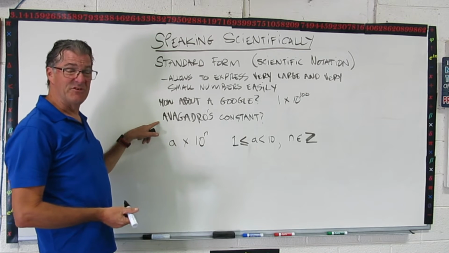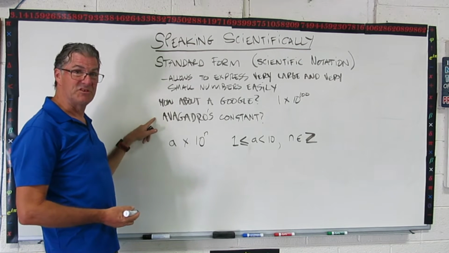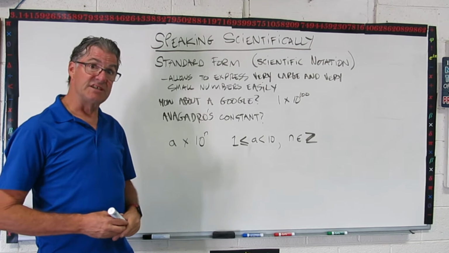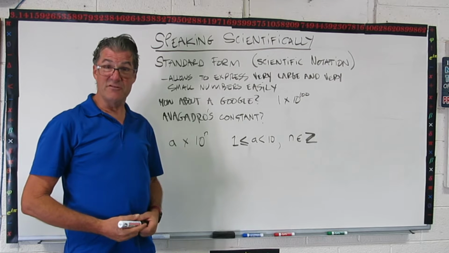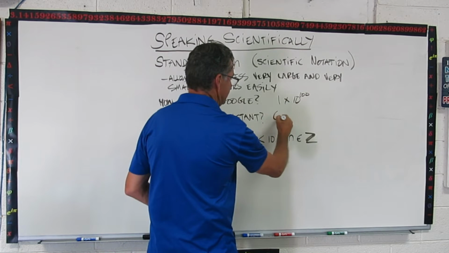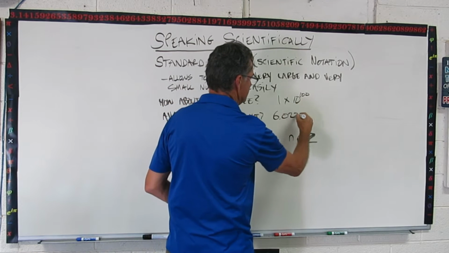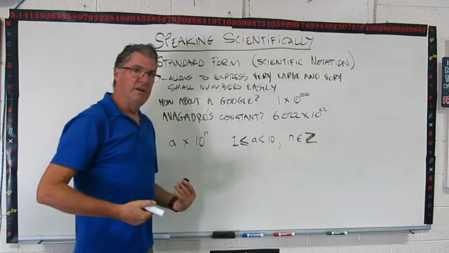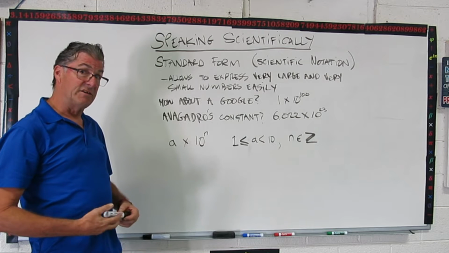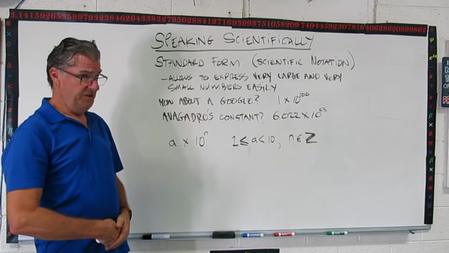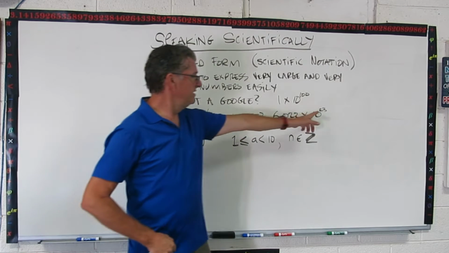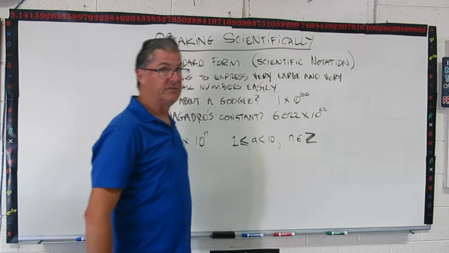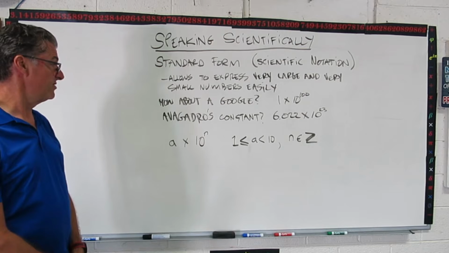How about Avogadro's constant? Again, from chemistry. This is a number with a ton of digits. So let's write that in scientific notation. So Avogadro's number is 6.022 times 10 to the 23rd. And if you're in chemistry and doing a lot of calculations with Avogadro's number, you don't want to write that whole thing down because this means that there's 3 decimal places going out there. So it's like quite a bit of numbers there.